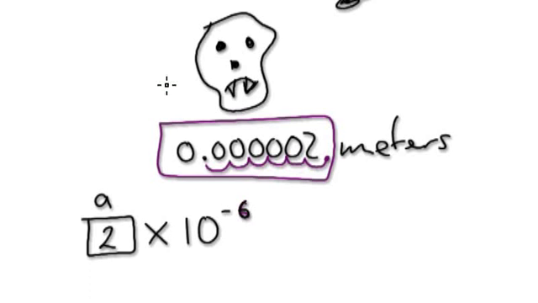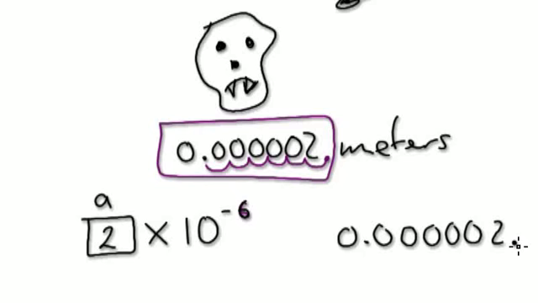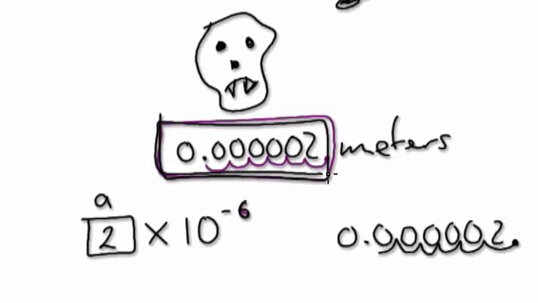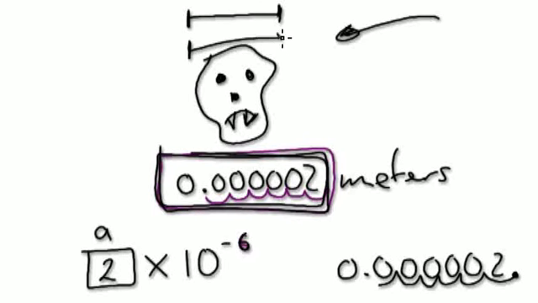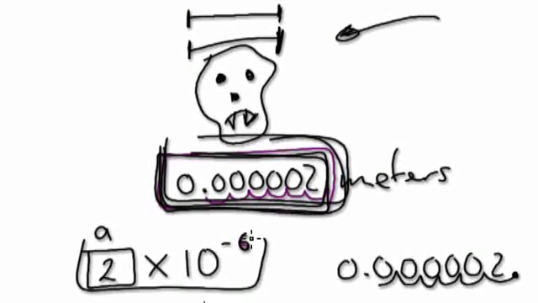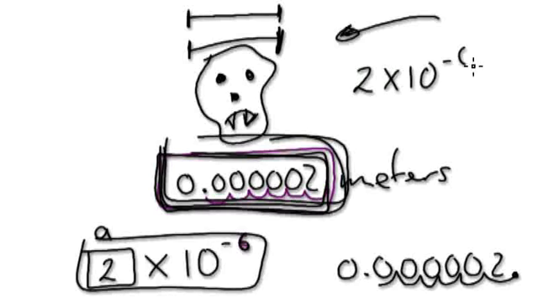So this number here, 0.00002, I'm just going to imagine the 2 as being my a there. But the decimal, I've got to move it 1, 2, 3, 4, 5, 6. So let's say this length of a bacterium is given by this. Rather than writing this number here, I could just write 2 times 10 to the power of minus 6.